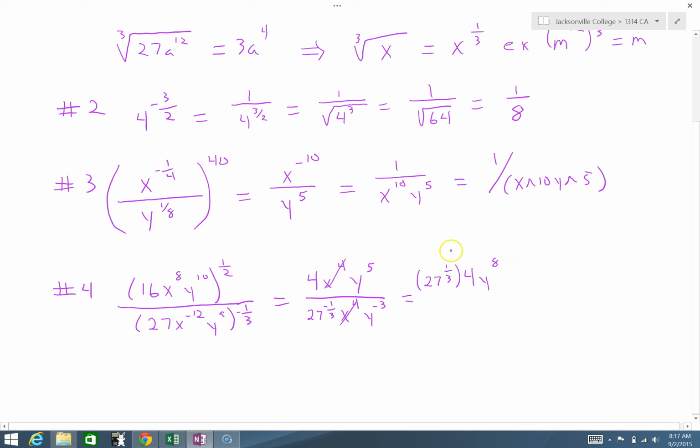Well, 27 to the 1/3, that is the cube root of 27. What number times itself 3 times yields 27? Well, it's 3. So this factors 3. 3 times 4 is 12. Our final result is 12y to the 8th power.